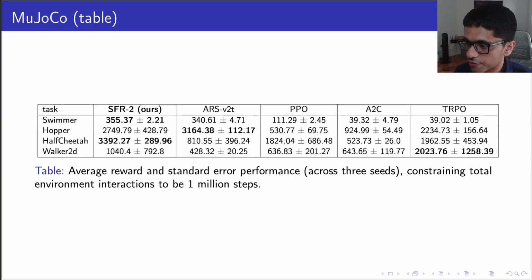Our method, SFR, achieves the highest reward on Swimmer and Half Cheetah. On Hopper and Walker2D, it's competitive with the best results while still outperforming common baselines like PPO, A2C, and TRPO. All in all, SFR delivers strong results across tasks, even under the same interaction budget.